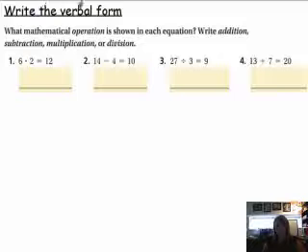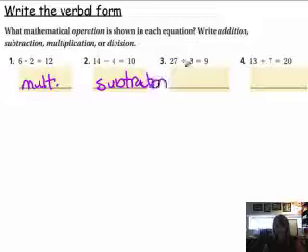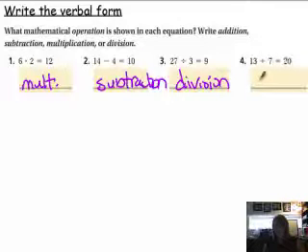So let's concentrate on writing the verbal form. So we're going to learn how to take a mathematical phrase and put it into words, and then we're going to talk about taking words and putting those into a mathematical phrase. So here we want to write what is the operation that's shown in each equation. Is it addition, subtraction, multiplication, or division? So here we have multiplication. Here we have subtraction. And here we have division. And this here, 13 plus 7, is addition.